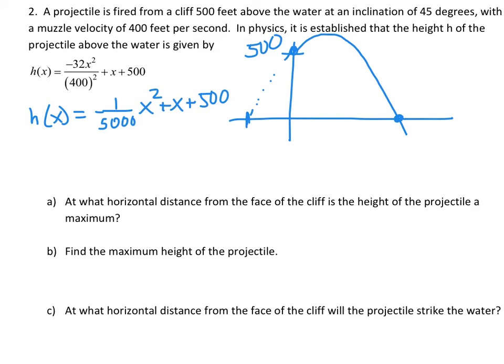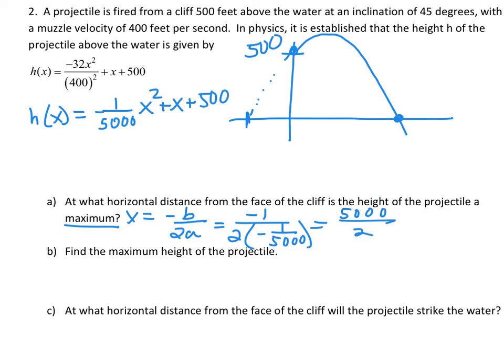So if I do that for part A, at what horizontal distance from the face is it at the maximum, then we're going to go negative b over 2a. And if I simplify it, it's a lot easier now. So negative 1 over 2 times the negative 1 over 5,000, that's my a value. If I do a little flip and multiply here, I get 5,000 over 2, which is 2,500.